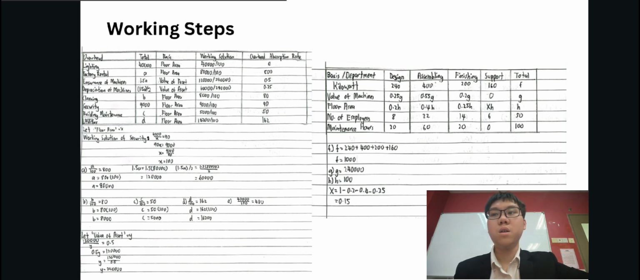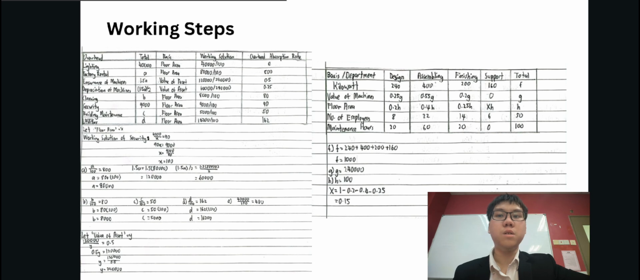So for A, we can put the unknown as A also, and then A over 100 equals 800. So A equals 800 times 100, then we get 80,000. So A is 80,000. Same goes for questions B, C, D. So we get the answer of B is 8,000, C is 5,000, and D is 16,200.